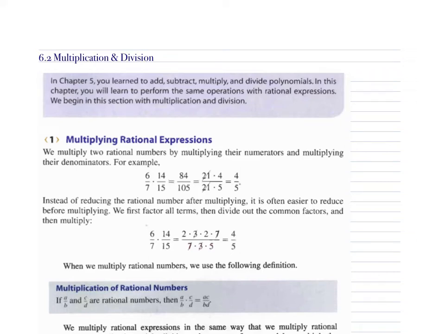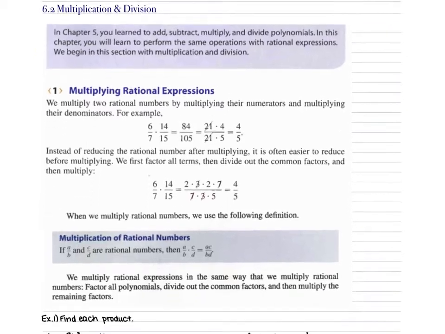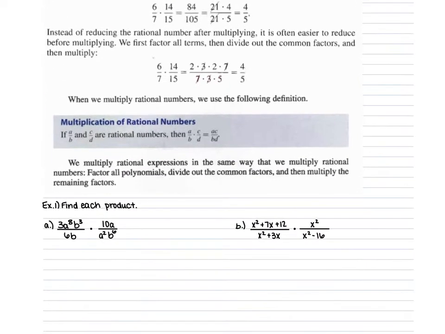6.2 goes over multiplication and division using rational expressions. So with your multiplication, you've got to remember multiplying fractions. It's the same exact concept. You can multiply straight across and then reduce if you can, or you can cross simplify before you multiply. It is totally up to you. You will have to factor with these as well, so you've got to keep that in mind also.